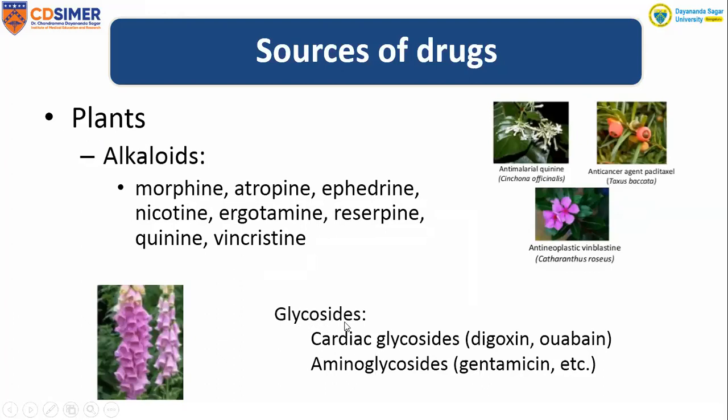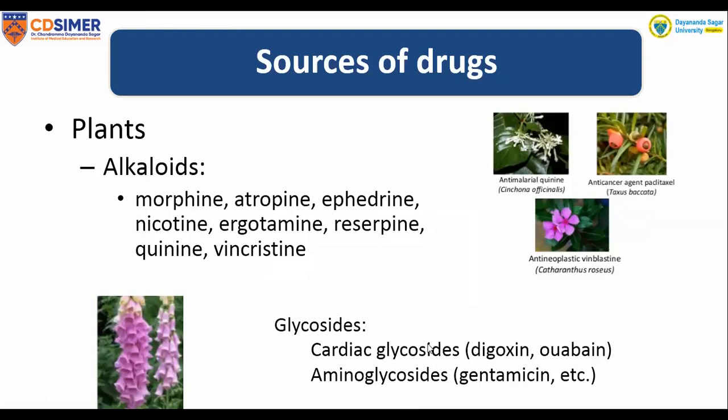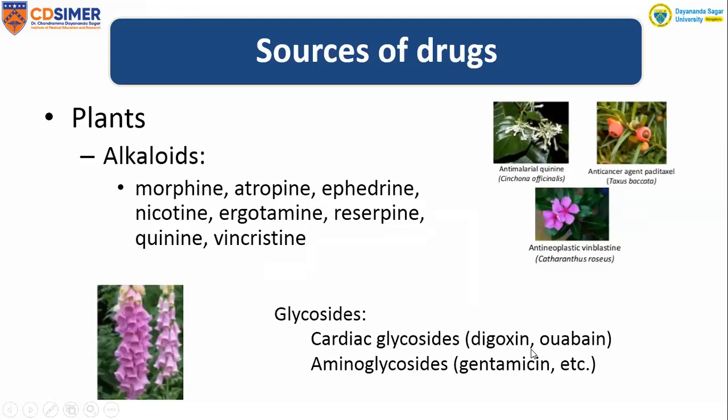Next one is glycosides. Okay, so some of the examples are cardiac glycosides, digoxin, ouabain. Digoxin is used even today for the purpose of treating congestive cardiac failure. Aminoglycosides, like gentamicin. Okay, but aminoglycosides are obtained from fungus.